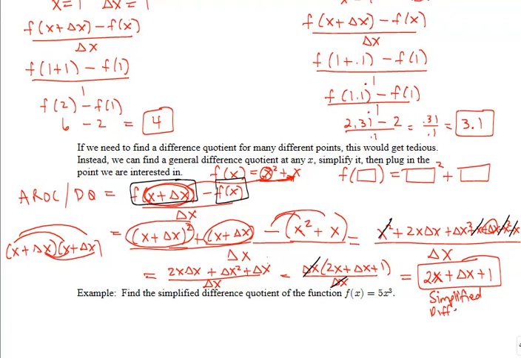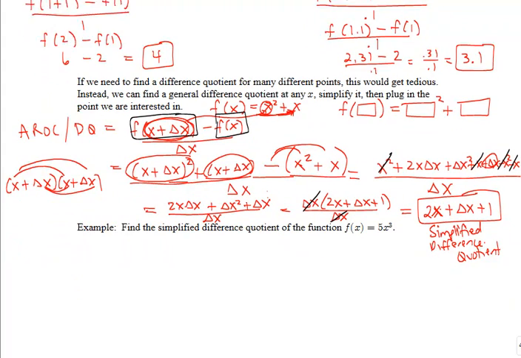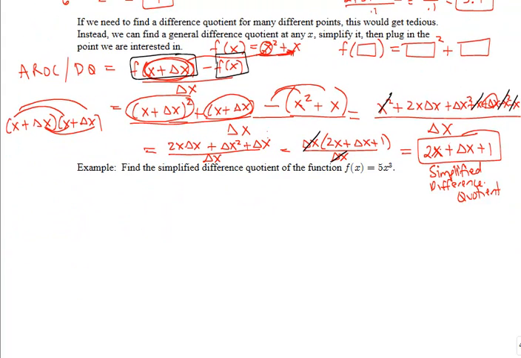Now, that was a little bit of work to do all that, but the idea here is when you do that, you're doing this work exactly once, and then what I could say from this point is now use this as a formula, and you could calculate many different difference quotients by just plugging in your different x's and your different delta x's into this formula.